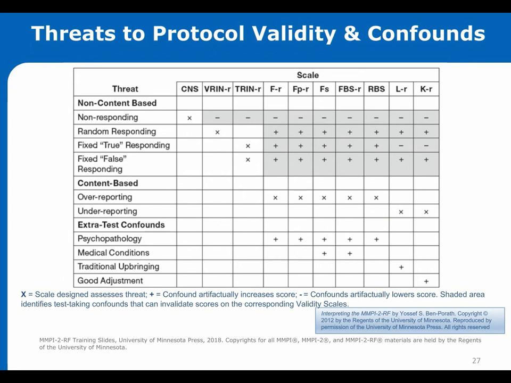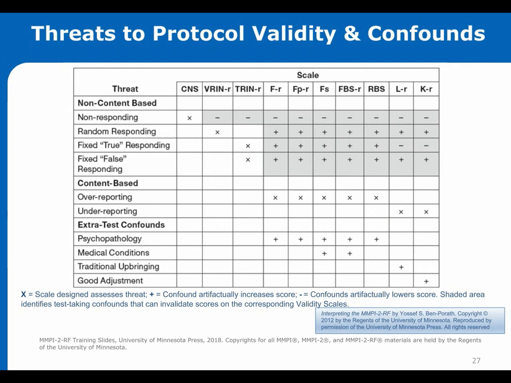This means that when random responding occurs, it's going to artifactually increase scores on these scales. And we also see that these scales are highlighted in gray. What this means is if we have an elevated VRIN score, indicating excessive random responding, then this invalidates FR, FPR, FS, FBS, RBS, L, and K.